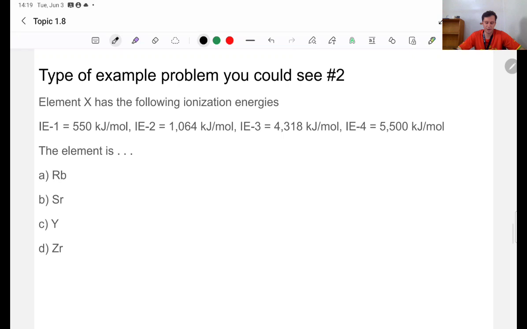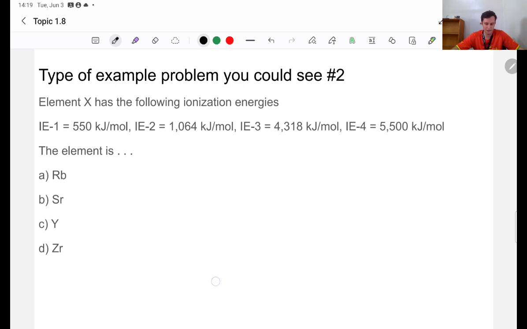Okay, let's look at another one. Element X has the following ionization energies. Which of them could be the element? You might be like, oh my goodness, how can I know just based on that data? Well, look at the possibilities. If it didn't give you multiple choice, sure, that's not going to be easy. But with the multiple choice, you should be able to answer it. So go ahead, pause the video, look at the answers, think about it, and then we'll go over it.